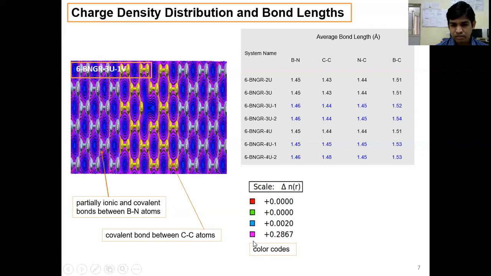These are the color codes. Pink color represents the charge density, the concentration. Charge density, in Coulomb per Bohr cube. n(r) represents the charge density here.